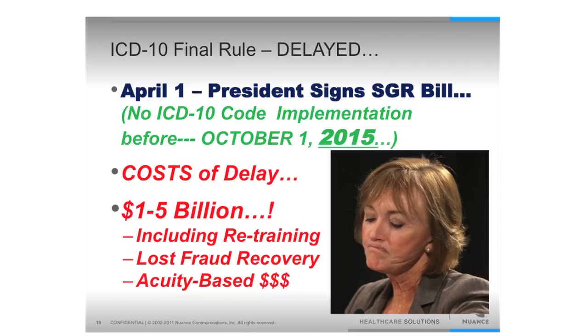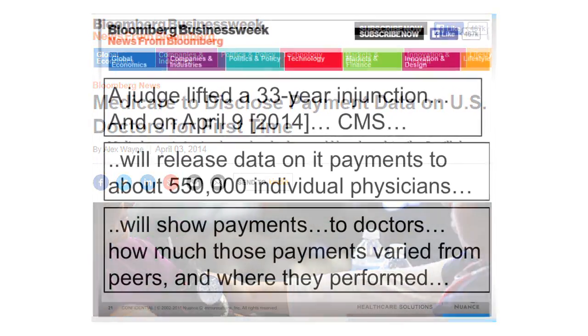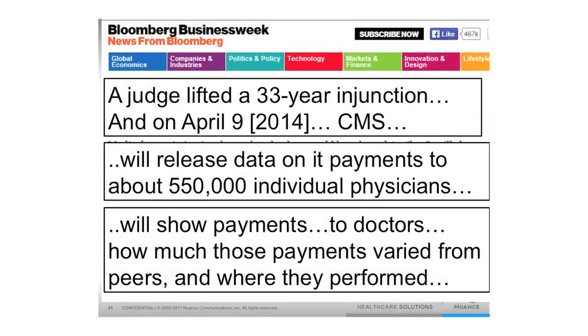It was a stunt, basically, because October 1st would have come right before the midterm elections. And the Democrats did not want physicians screaming about ICD-10 right before those elections. So it was a good stunt. It worked. The problem was it cost us well over $1 billion. A lot of that is in retraining costs that now have to go on. Some lost fraud recovery, because we need a more detailed system to catch fraud. And then there was also a greater level of acuity that could have been captured on ICD-10 that's been lost. So it was a very expensive game that got played.